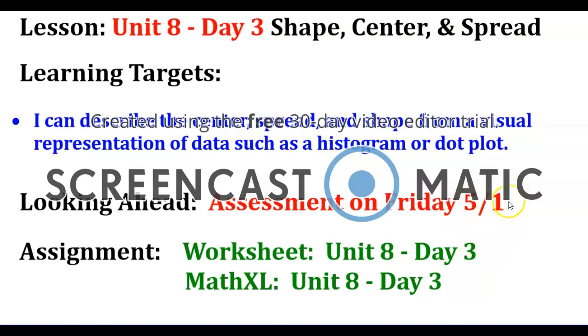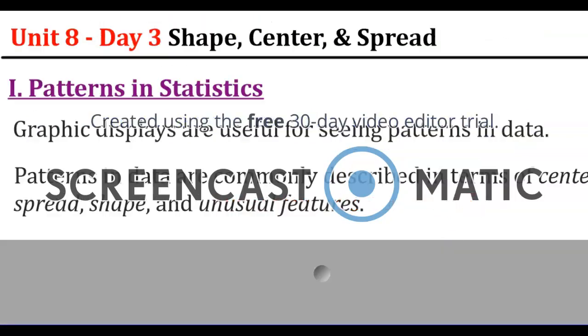Once again, keep in mind we do have an assessment coming up at the end of the month. Tonight I'm going to have you working on a worksheet, which you can print out from the assignment sheet, and a math Excel. So let's get going.